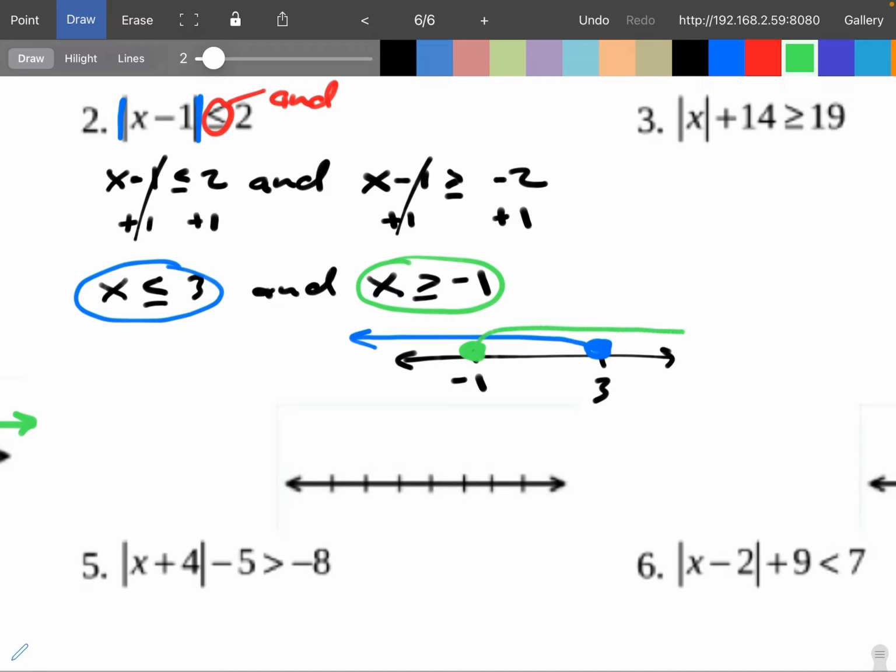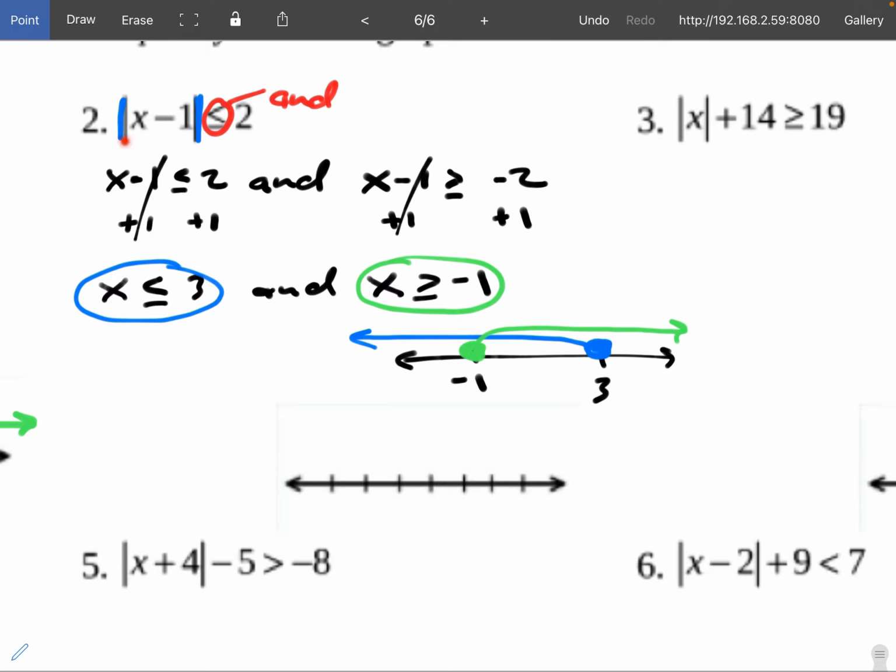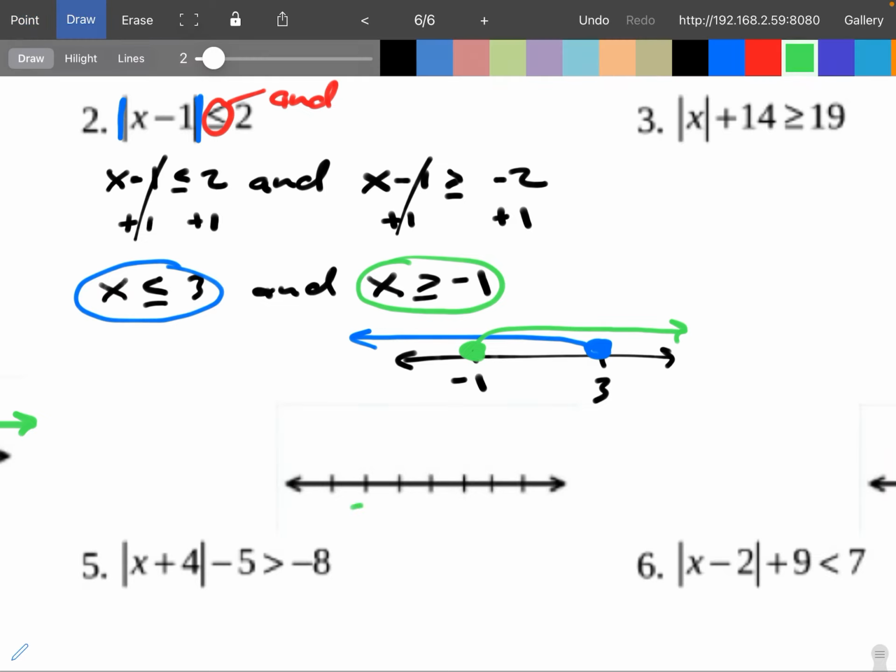All right, and then we'll do the other one in green. So the green one, open or closed? Yeah, it's closed. It has the equal to bar, so it's closed. Shaded to the... Right. Thank you. And again, it's an and, right? That's very important. After you get this absolute value all by itself, then you need to know whether this thing is an and or an or, because if it's an and, you're looking for the intersection or the overlap. So where's the overlap? In between -1 and 3.